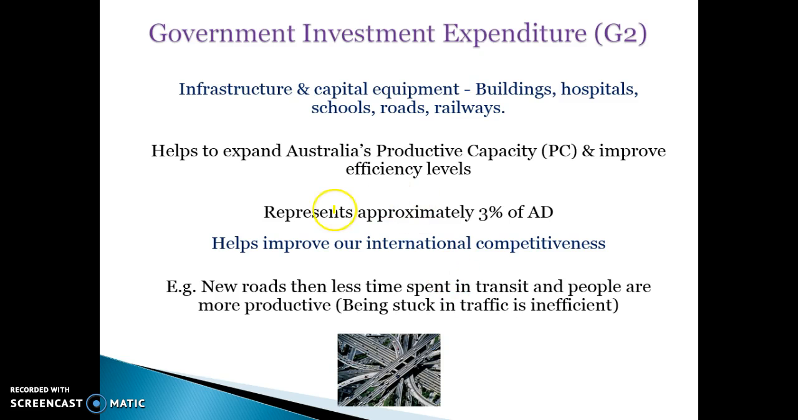Investment expenditure is spending on buildings, hospitals, roads, schoolwares. Again, very important for boosting our productive capacity. It's all about improving efficiency. It's allowing businesses to become more productive. For example, new roads mean less time spent in traffic, so people are more productive. It helps to improve our international competitiveness because we can produce things cheaper: we're reducing petrol costs, spending less time in traffic, and building better machinery and technology for businesses so that they can do things more productively. So it's all about spending to boost our future productive capacity.